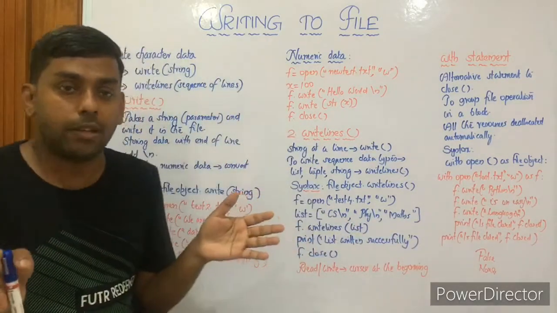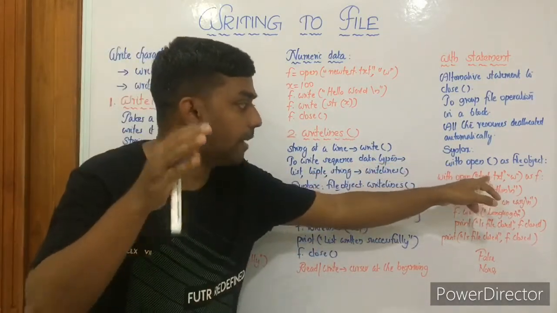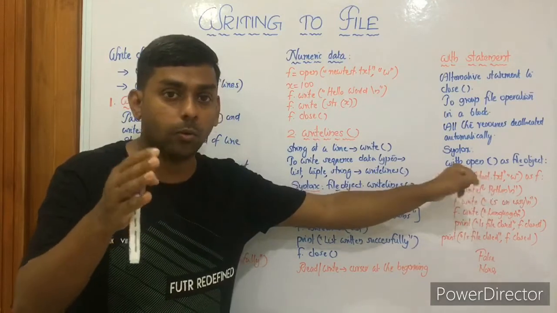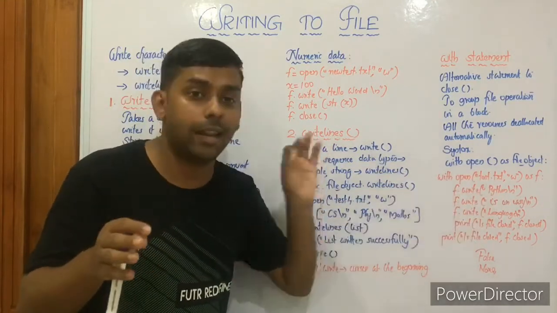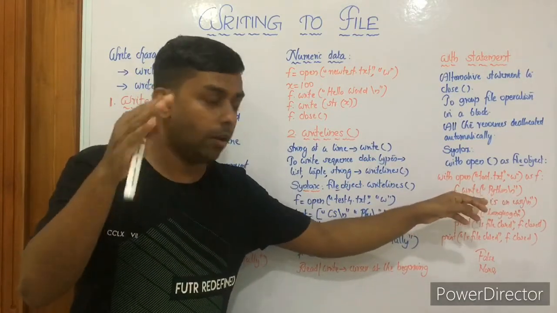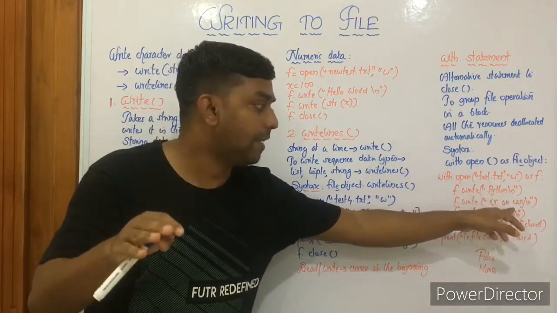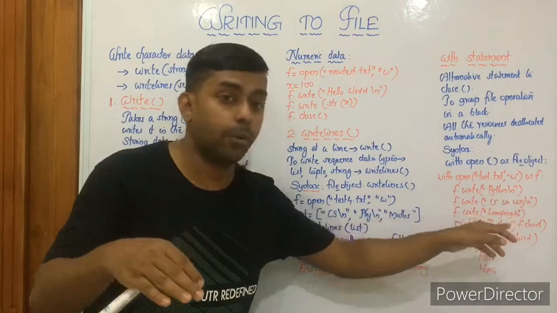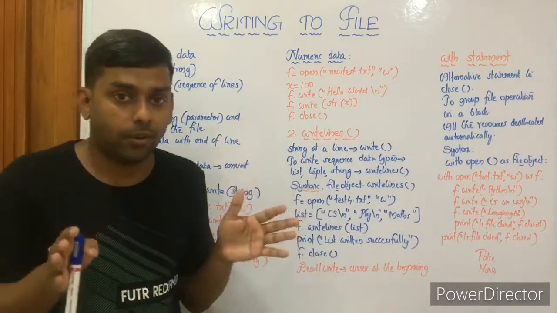So what actually happens is it opens a file test.txt in write mode. So with these three write statements or write functions, Python will be written in the file as the first line, ec in the second line, and language in the third line. Hope you understood, right? Yes.